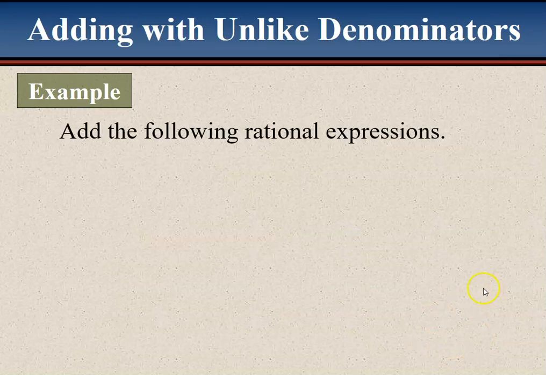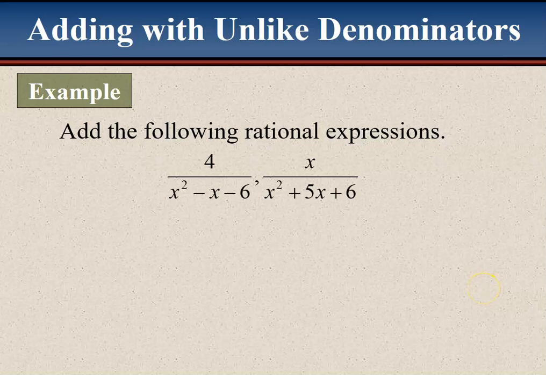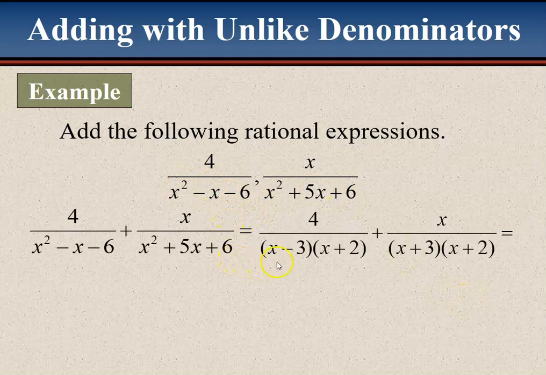Add the following rational expression. So for example, we have 4 over x squared minus x minus 6, and x squared plus 5x plus 6. What is a factor of this one? We can have now x minus 3, x plus 2, x plus 3, x plus 2. So here, there are two common factors, x plus 2 and x plus 2. So we're going to use only x minus 3, x plus 2, and x plus 3.